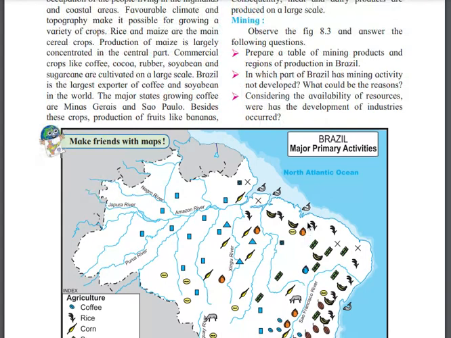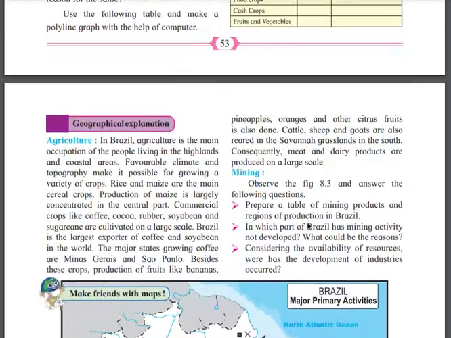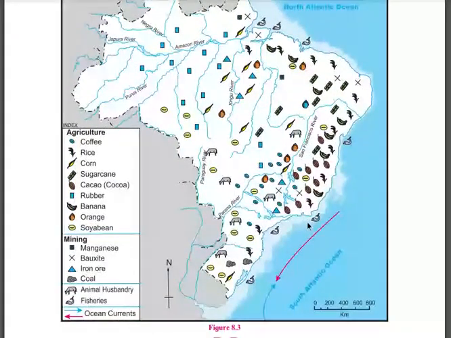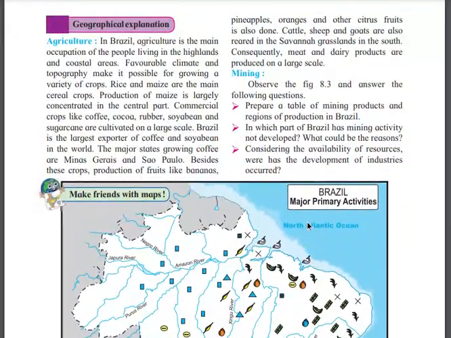The major states growing coffee are Minas Gerais and Sao Paulo. Besides that, Sao Paulo also grows fruits like bananas, pineapples, oranges and other citrus fruits. Cattle, sheep and goats are reared in the savanna grassland in the south. Consequently, meat and dairy products are produced on a large scale. Okay, so I'm going to stop over here.